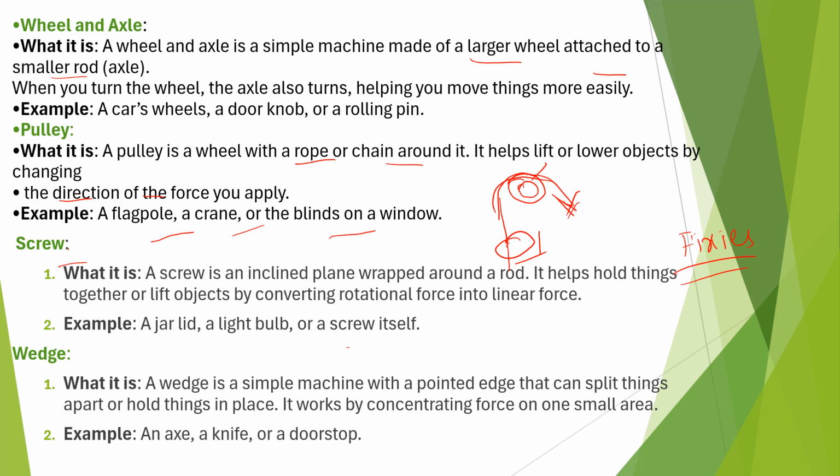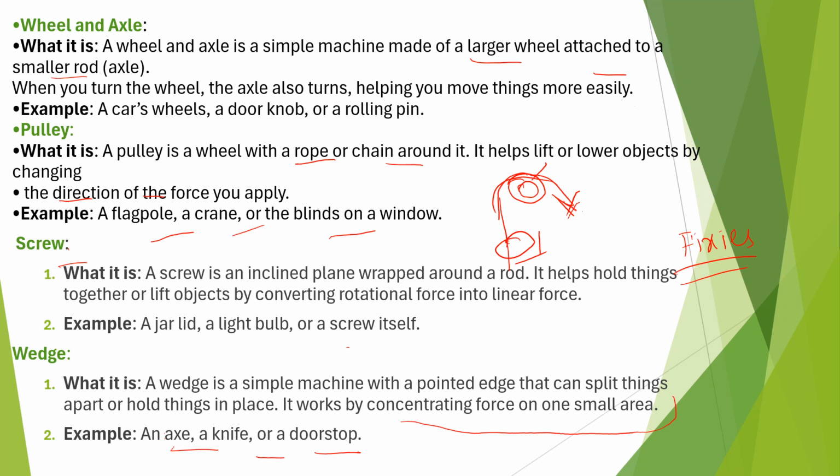Okay. Wedge. A wedge is a simple machine with a pointed edge that can split things apart or hold things in place. It works by concentrating force on one small area. An axe, a knife, or a doorstop. See, with these examples you can understand the mechanism of the simple machine. Okay. How will the axe work? What is the main thing here? Concentrating force on one small area.